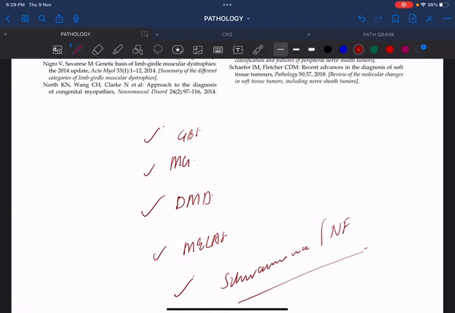Dermatomyositis is not that important, and GBS is also less important. But if you ask me for a must-read, you should read myasthenia gravis and Duchenne muscular dystrophy, and schwannoma and neurofibromatosis, at least for MCQs or for a university spot. Thank you.